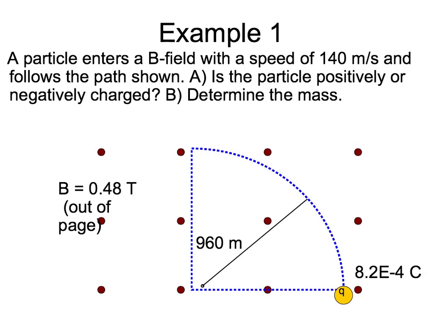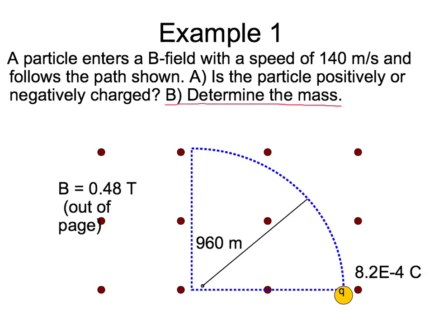A particle enters a B field with a speed of 140 meters per second and follows the path shown. Question A: Is the particle positively or negatively charged? And question B, determine the mass. Now question B might seem strange at first. How would we get the mass out of that? And this is how this problem shows us a connection back to previous units. So we'll take a look at that in a second.